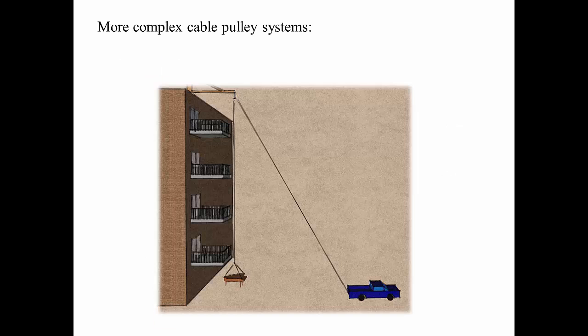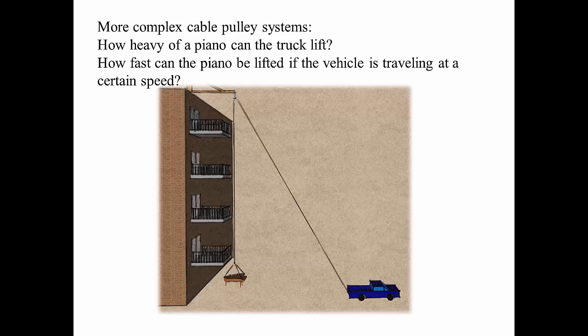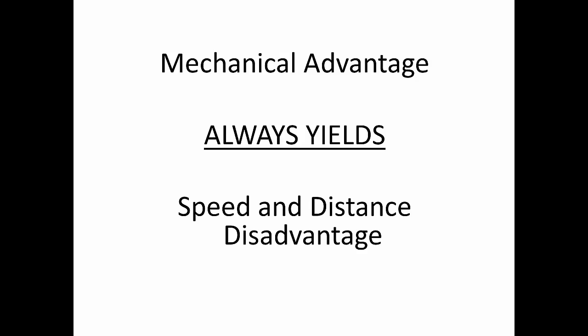certain speed. For more complex cable pulley systems, again, we were interested in how heavy of a piano can this truck lift. But now we also want to know how fast can the piano be lifted if the vehicle is traveling at a certain speed. Pulleys give us a mechanical advantage. However, a mechanical advantage always yields a speed and distance disadvantage.